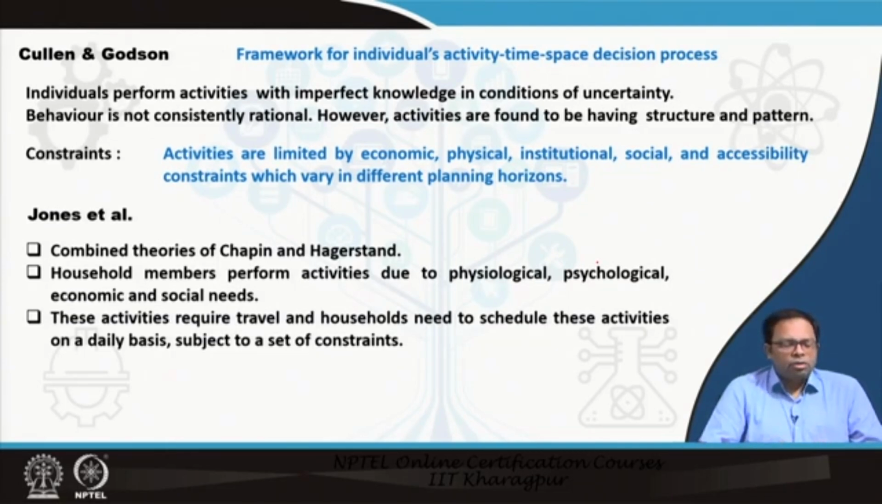And finally, Jones et al. combined theories of both Chapin and Hegerstrand, and there he suggested household members perform activities due to physiological, psychological, economic and social needs. So, household becomes the key for activities, and these activities require travel, and households need to schedule these activities on a daily basis subject to a set of constraints. So, this was the starting point of activity based modeling. So, these theories actually strengthen the way we should model activities as well as the resulting travel out of these activities.